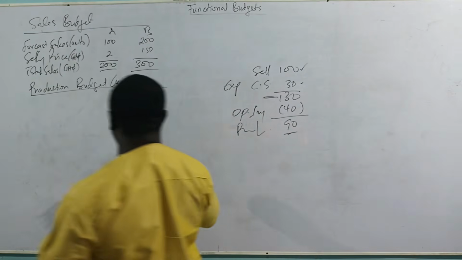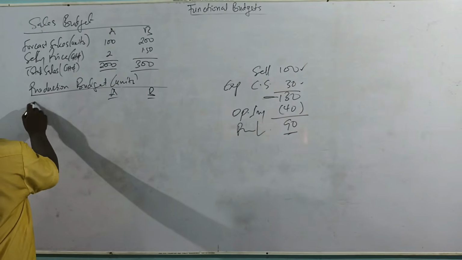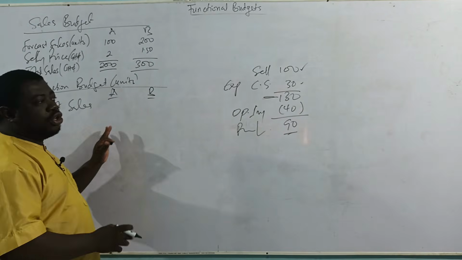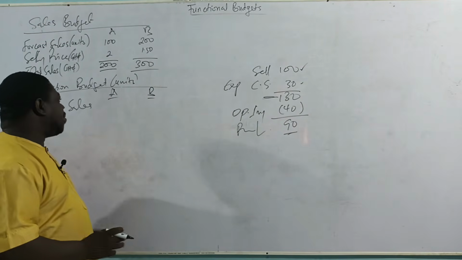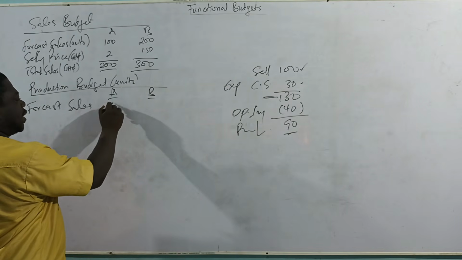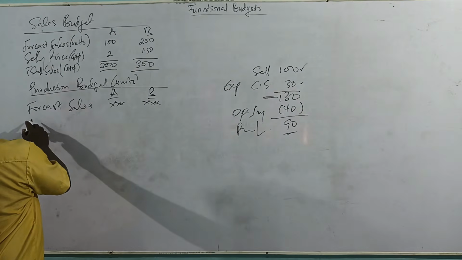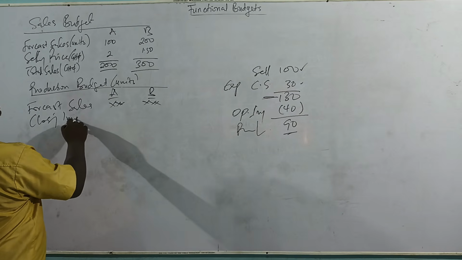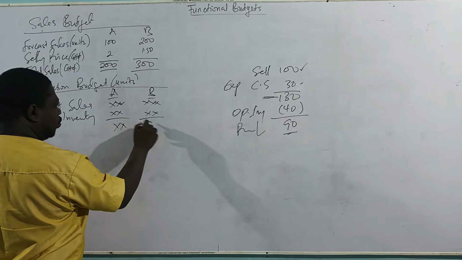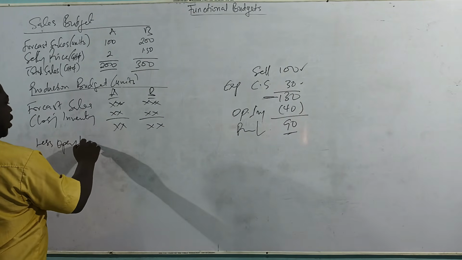So for products A and B, we begin with the forecast sales. Watch the format. Instead of using the XXS, I'm trying to use some figures, but it is still the same format, because we are not solving any question now. I'll solve a question afterwards. So your forecast sales, then we add closing inventory or closing stock, and then we subtract the opening inventory.